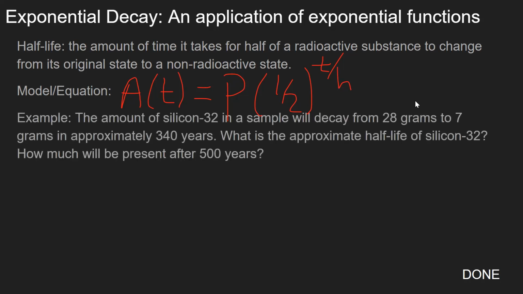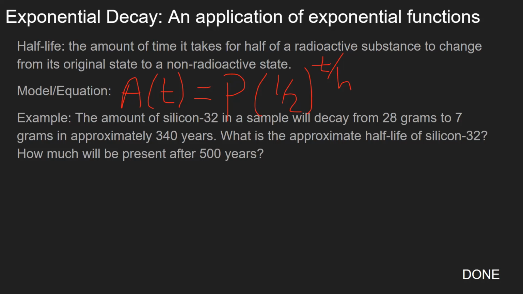So let's do an example. The amount of silicon-32 in a sample would decay from 28 grams to 7 grams in approximately 340 years. What is the approximate half-life of silicon-32, and how much will be present after 500 years? So we have two questions here. What's the half-life, and how much will there be after 500 years?